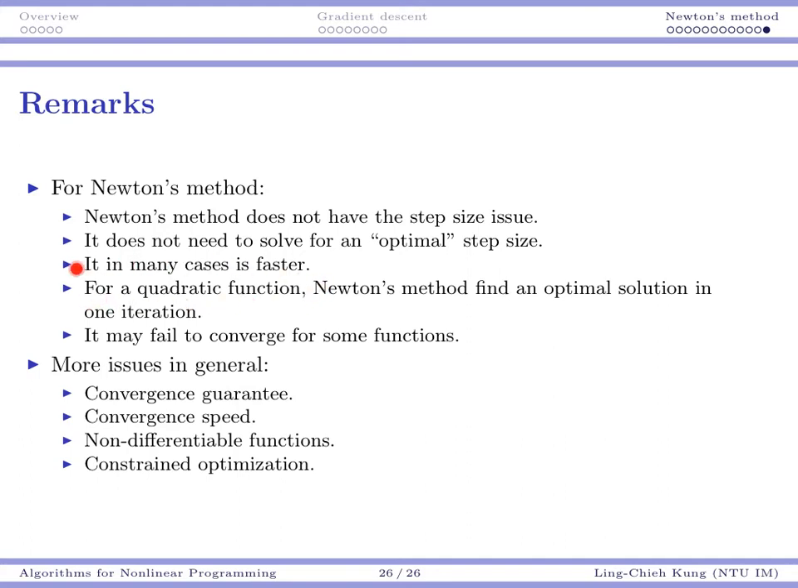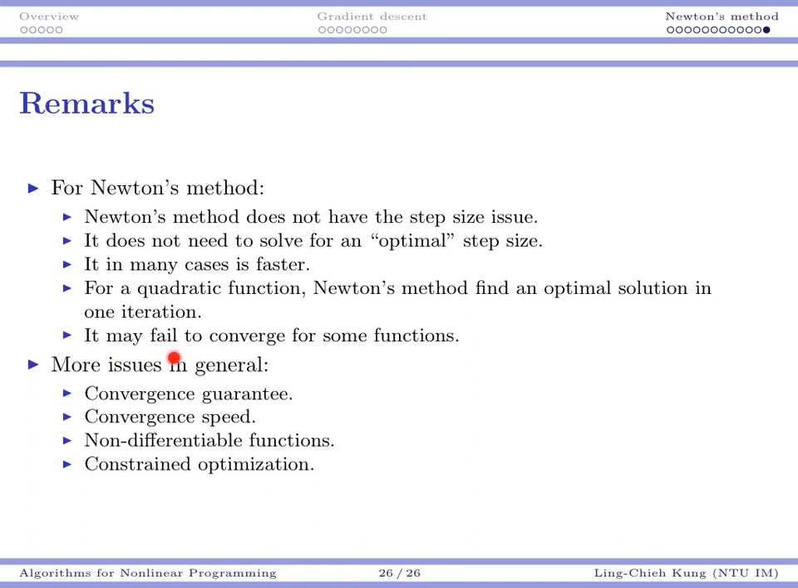For a quadratic function, if you are interested, you may want to show that Newton's method will find an optimal solution in one iteration. It's not very surprising, right? Because this is a quadratic function, at a point you approximate this function by a quadratic function, so your approximation will be the function itself, and then you move there, you're done. So you can get to your optimal solution in one iteration, while gradient descent may need to run for a lot of iterations. That's one typical example where Newton's method is faster.